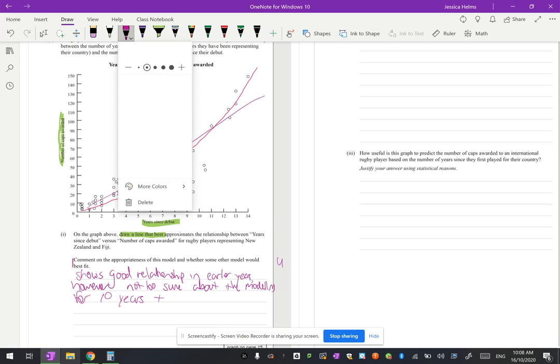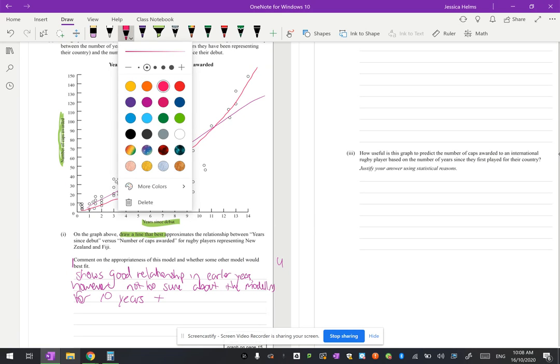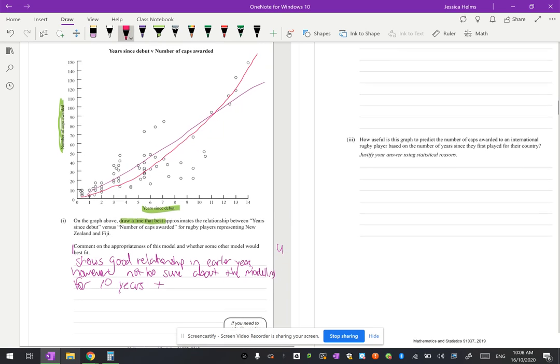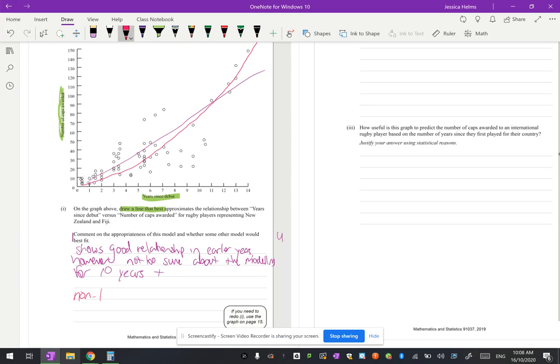Okay, so the other thing, if you have talked about the pink line there, if you've done a nonlinear model, you can just say that the nonlinear model seems to fit the best, considering the 10-year plus players. But yep, so that kind of tends to work quite well.